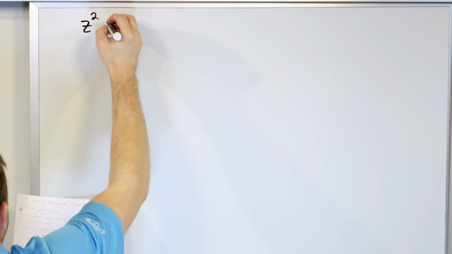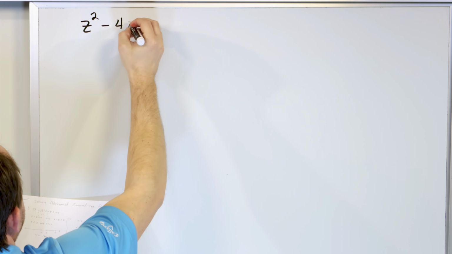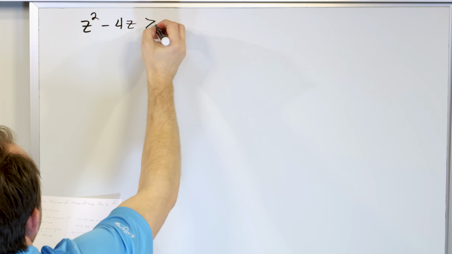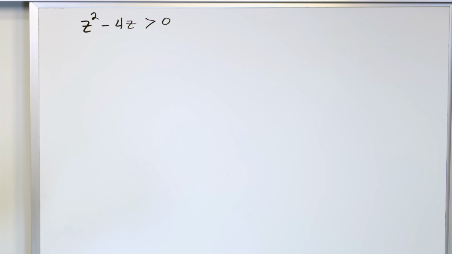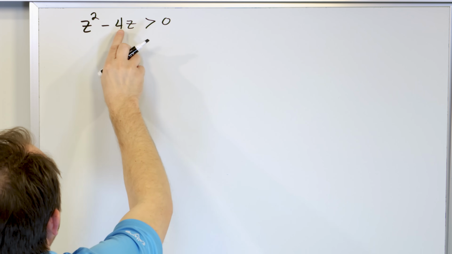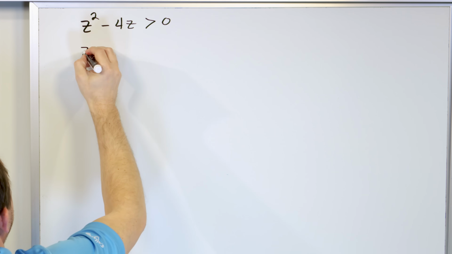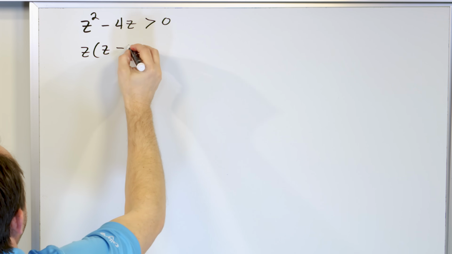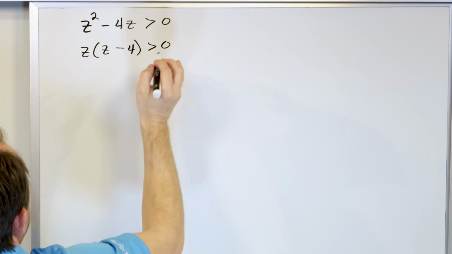What if we have the polynomial inequality z squared minus 4 times z greater than 0, and I want to solve that? Well, first of all, you notice that everything's on one side, but you have common terms here. So I can factor out a z. You always should try to do that. z times (z minus 4) greater than 0.